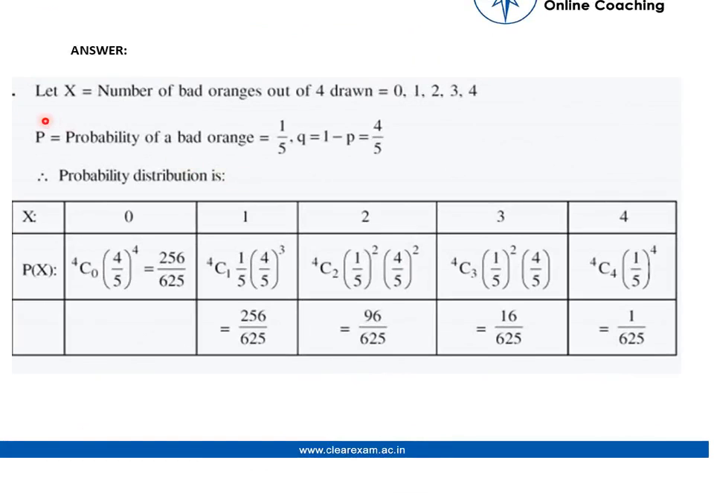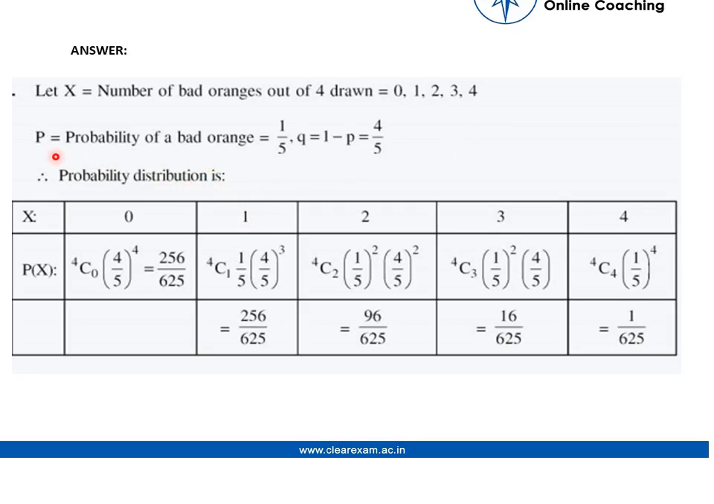So here we can see that the number of bad oranges out of 4 drawn can have 5 cases. That is 0, which means that we have not drawn any of the bad oranges, 1 bad orange, 2 bad oranges out of 4, 3 bad oranges out of 4, or 4 bad oranges out of the 4 chances we get.